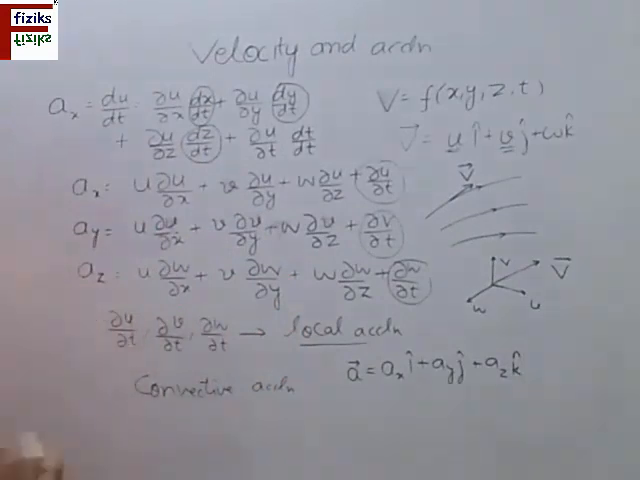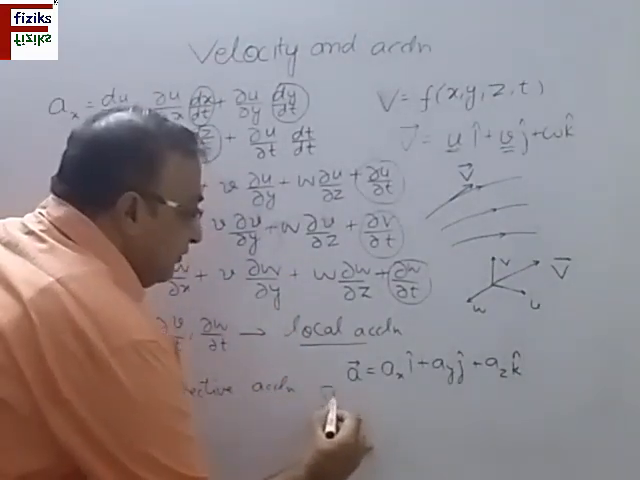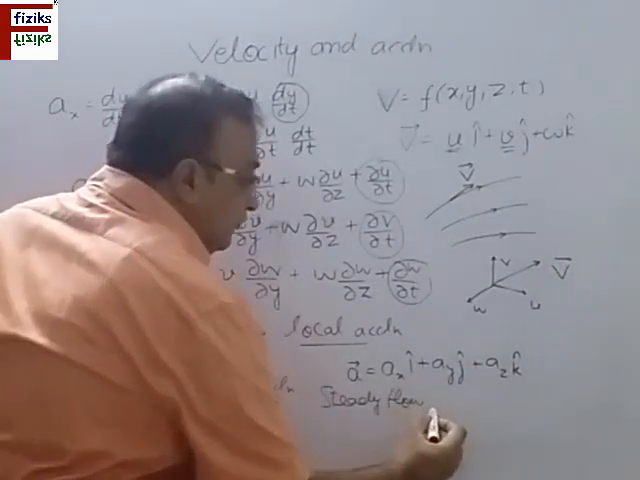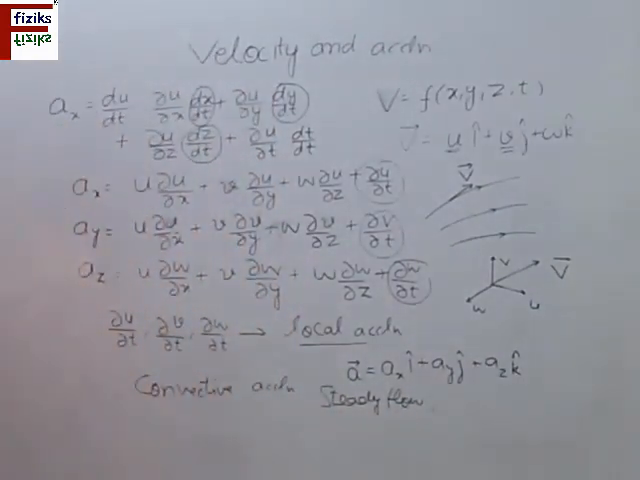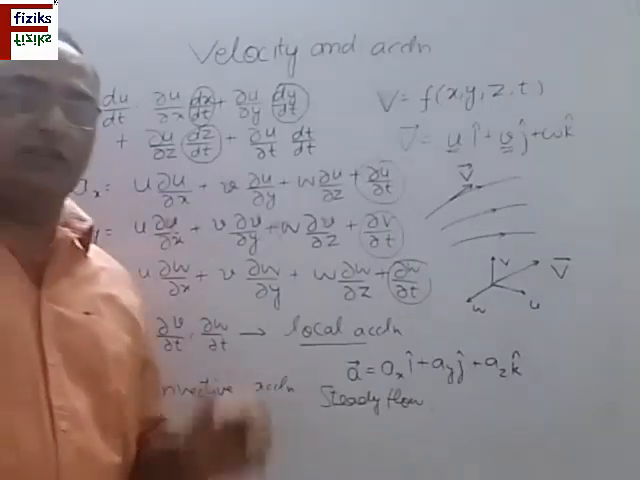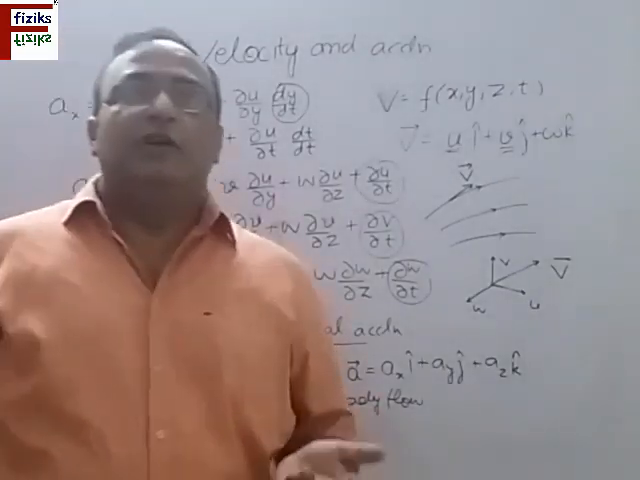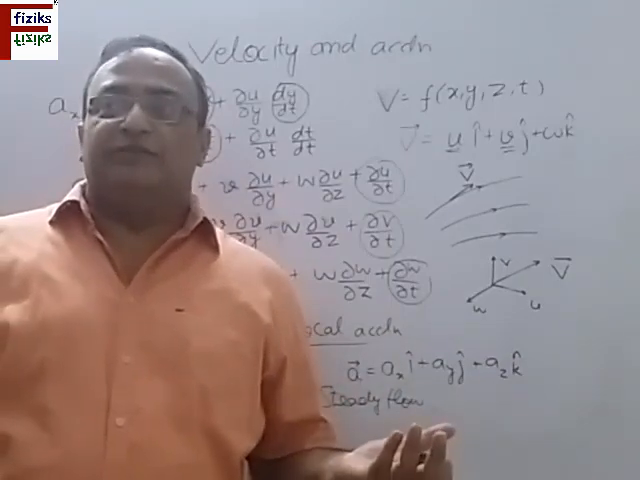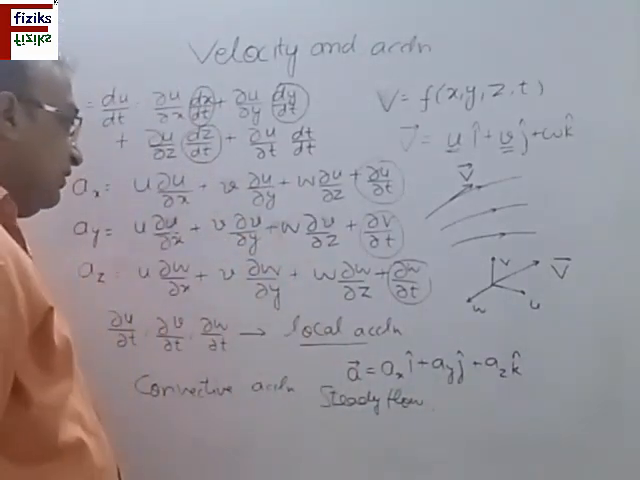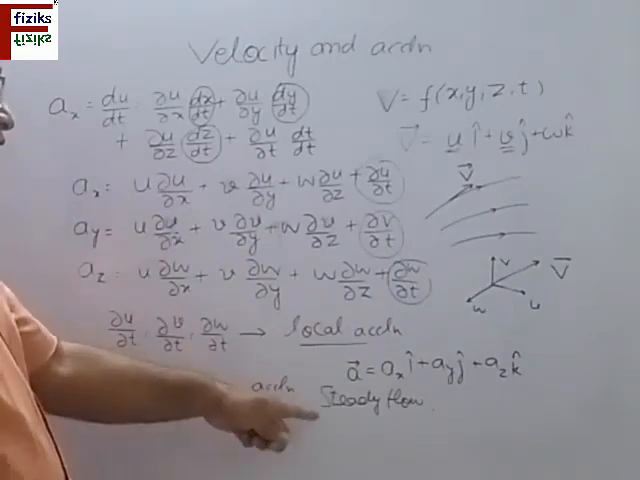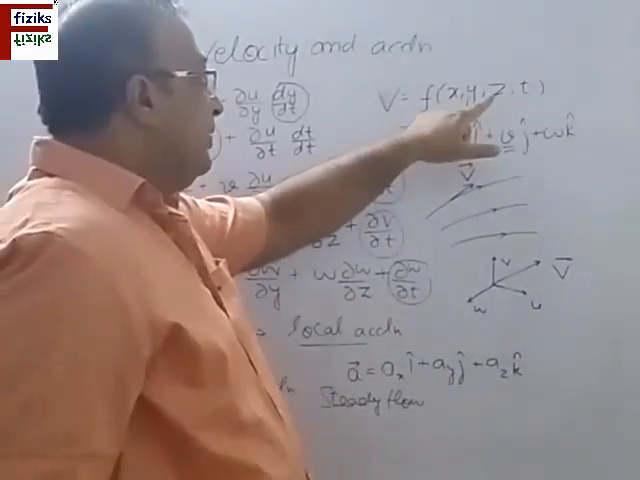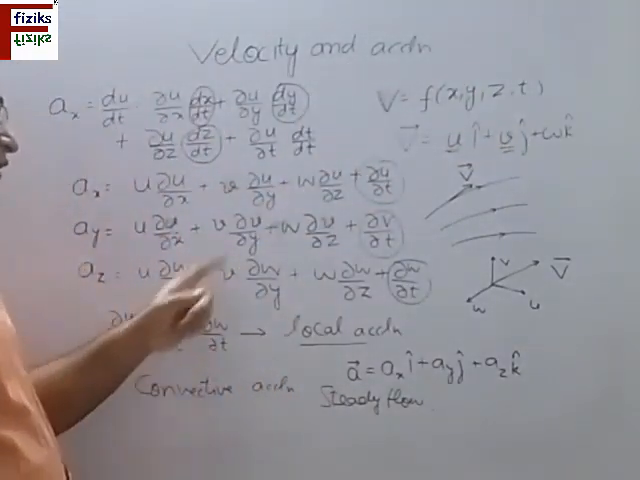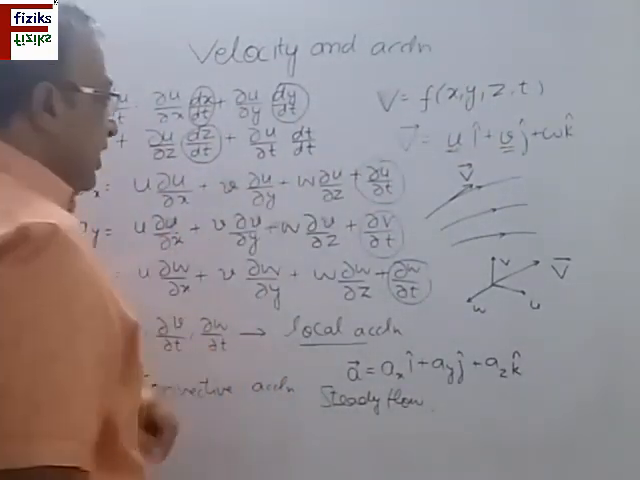Now if we have a steady flow, what happens in a steady flow? I have discussed this previously also. The change in flow properties, that is velocity, pressure, density, etc., with respect to time is zero. It means that for the steady flow, velocity will not be dependent upon time. So acceleration also will not be changing with respect to time.